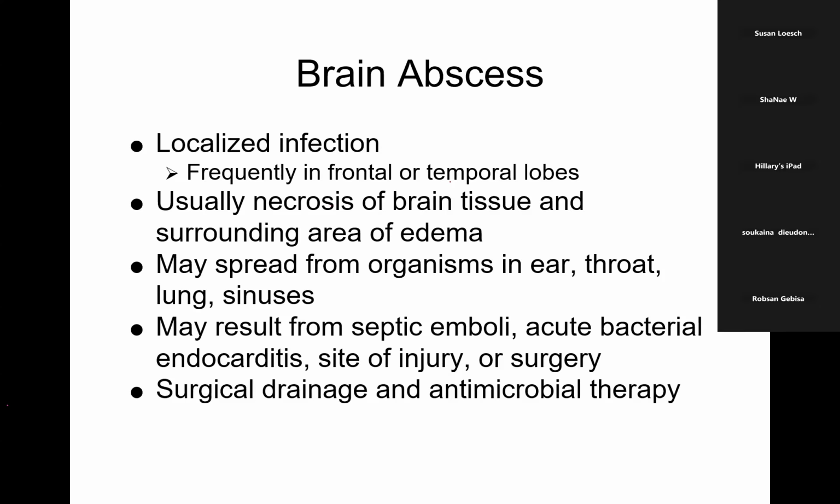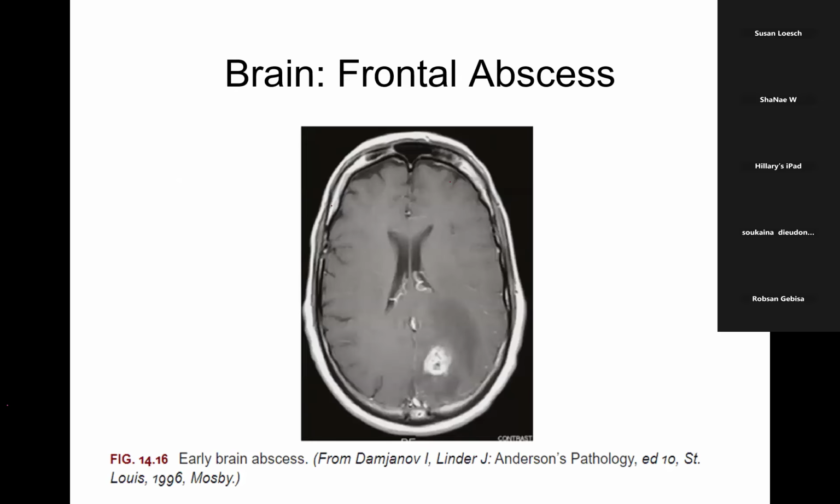Abscesses usually come from organisms spreading from the ear, the throat, the lung, or sinuses. It can be from multiple septic emboli. So we might see this in someone who has sepsis who's going into what we call disseminated intravascular coagulation. Also acute bacterial endocarditis, or from the site of an injury. For these people, the focal signs are going to be neurological deficits and increased intracranial pressure. Common causes of this are staphylococcus, streptococcus, and pneumococci. This is just showing you a picture of an abscess in the brain.